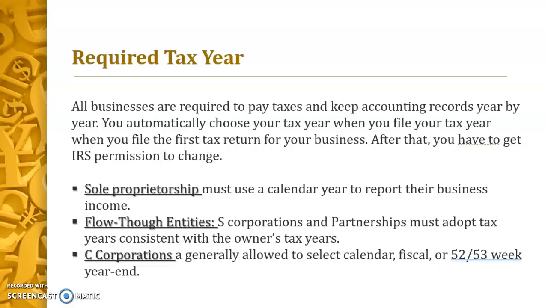Sole proprietorships must use a calendar year to report their business income. Flow-through entities, such as corporations and partnerships, must adopt tax years consistent with the owner's tax year. C corporations are generally allowed to select calendar, fiscal, or 52-53 week year-end.